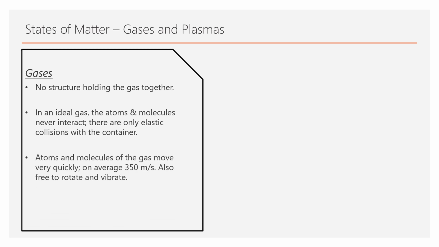The atoms and molecules of a gas move very quickly, on average 350 meters per second. They are also free to rotate and vibrate. Because of these properties, an uncontained gas has no definite shape or volume.